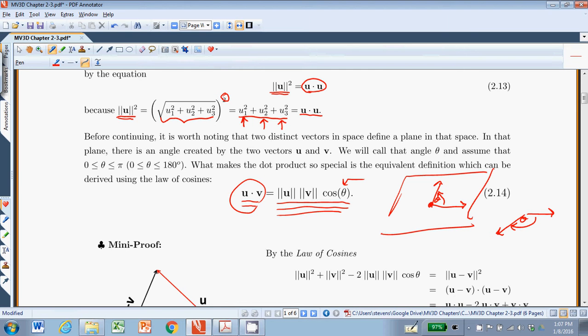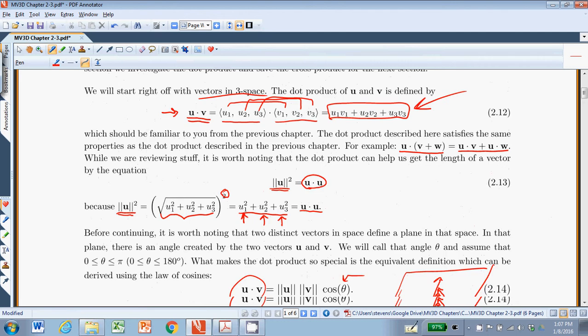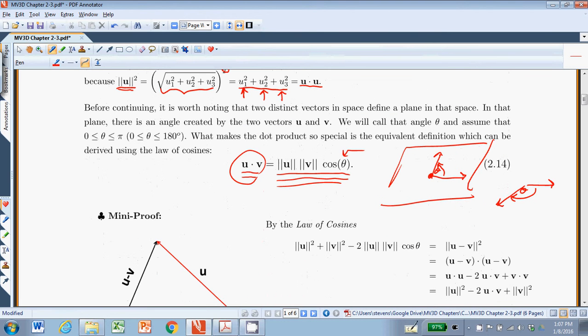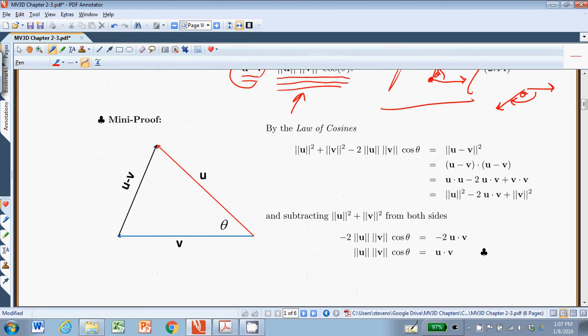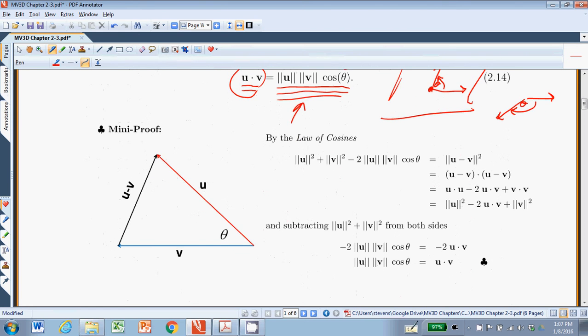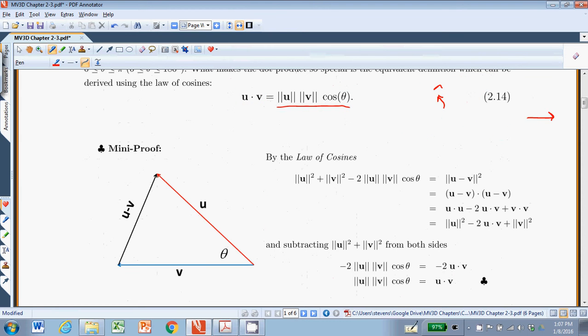This is just an equivalent definition; the original is still valid. To prove that equivalence, basically what we're going to do is use the law of cosines. Let me put that up here. I'll erase some of this. It's getting kind of sloppy. Okay, most of it's gone.